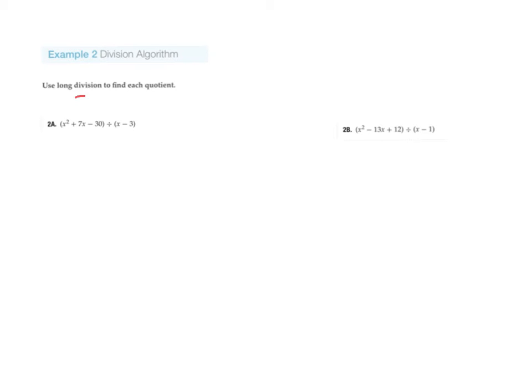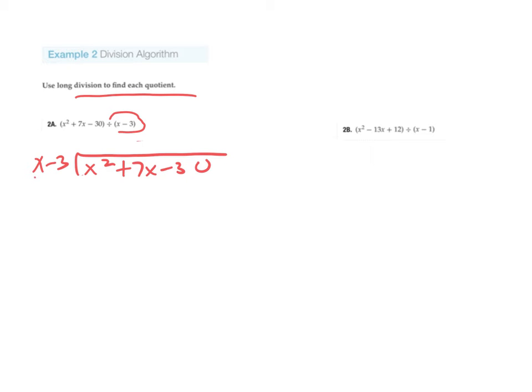All right, so to do these division problems, we're going to do what's called long division. And so I'm going to take what it's being divided by, x minus 3, and I'm going to divide, using a long division sign, by what's in the parentheses, 7x minus 30. So to do that, I'm going to look at the first variable, and whatever is missing: I have x and I have x squared, so I'm missing one x, so I'm going to write the x on top.